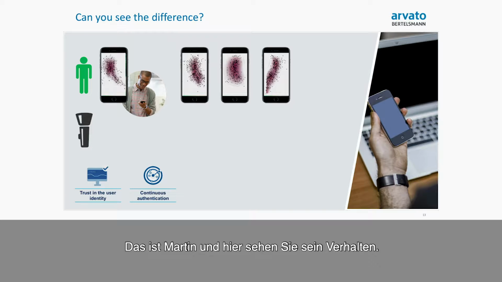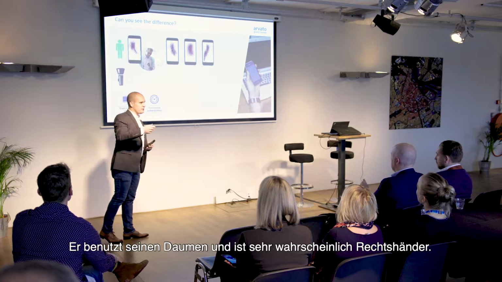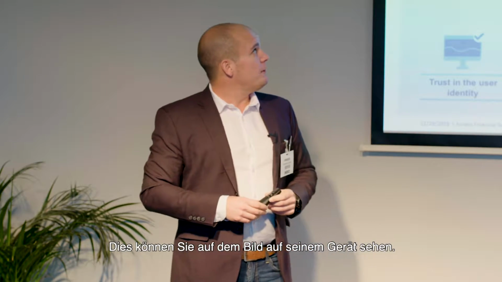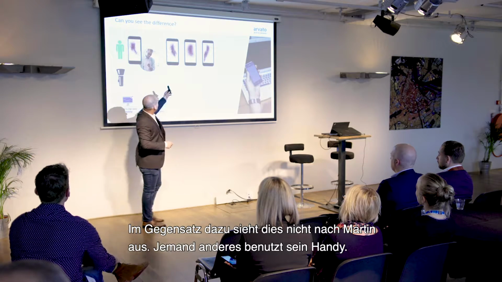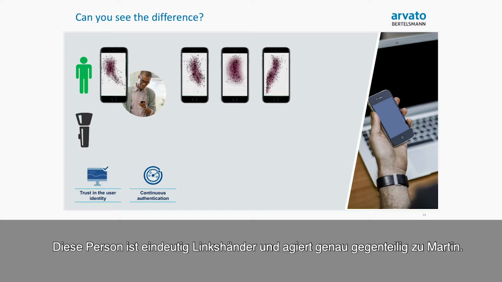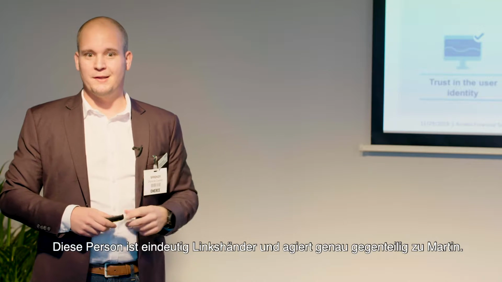It kind of looks like that. See, this is Martin and Martin's behavior, and then you see things like, obviously he kind of uses his thumb. He's probably right-handed. You can tell that by the little pictures on the device, and obviously it doesn't look like Martin anymore. So someone else is taking the phone, and obviously the last one is probably left-handed, doing exactly the opposite way.